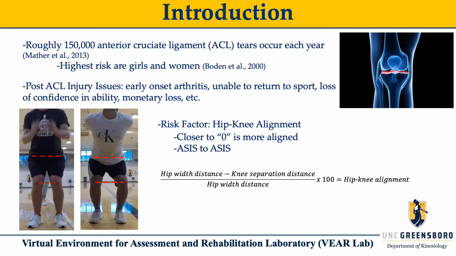A risk factor for ACL injury is hip-knee alignment, or the relationship between the hip width and the distance between the knees during movement. The closer to 0 this number is, the more aligned the knee and hip. As you can see, the equation we use to determine this measurement is fairly simple. As we see in the picture to the left, hip-knee alignment is not ideal. The knees are in a slight valgus. However, in the picture to the right, there is better hip-knee alignment, and the knees are almost parallel to the hips.